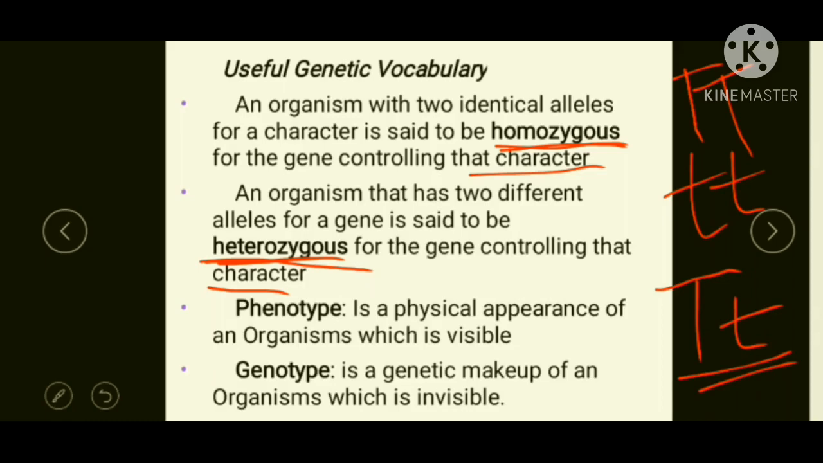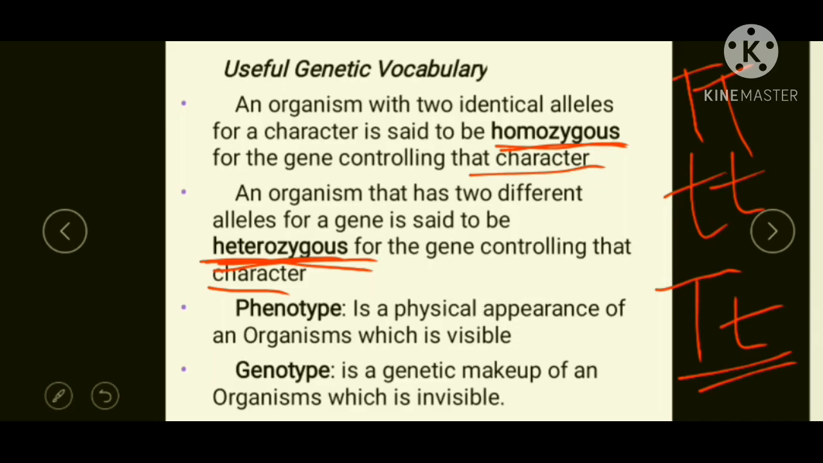So the words homozygous and heterozygous mean: when an organism is receiving similar alleles for the gene that controls that character, we can say the trait is homozygous. And when an organism is receiving different alleles, we say that the organism is heterozygous for that trait.